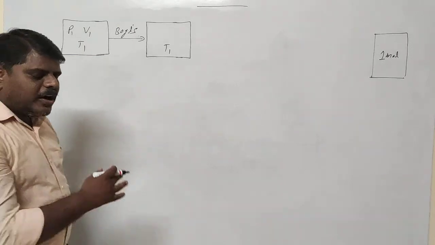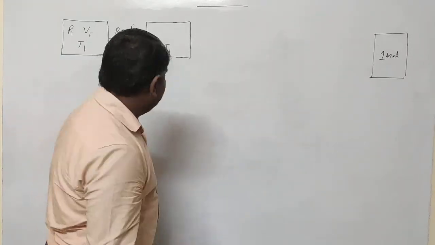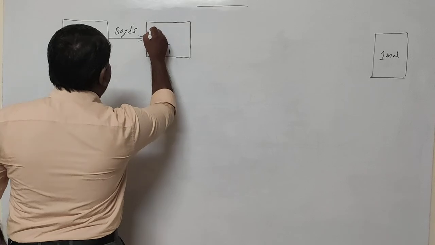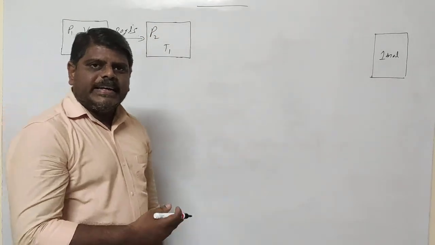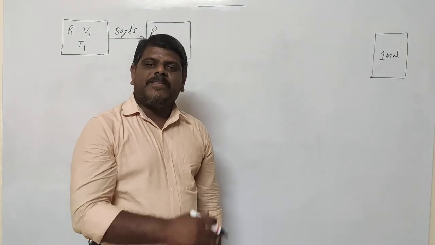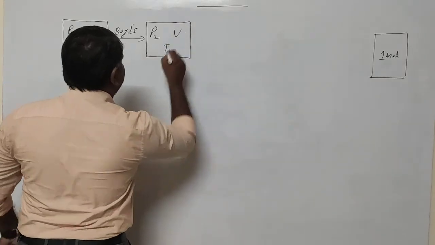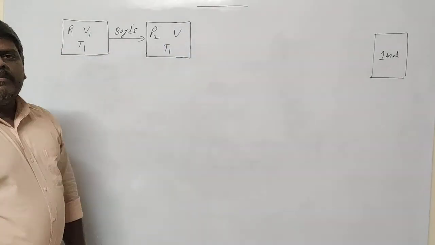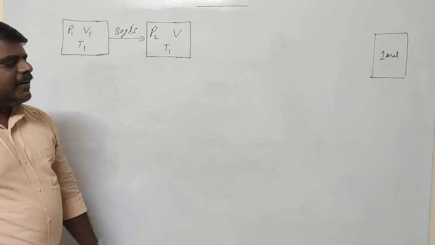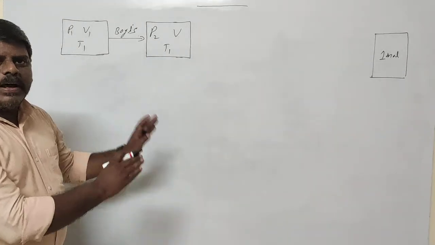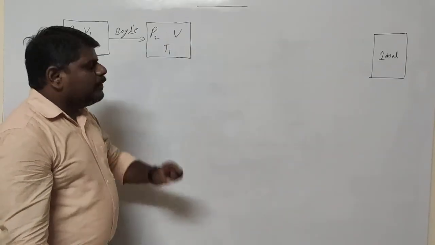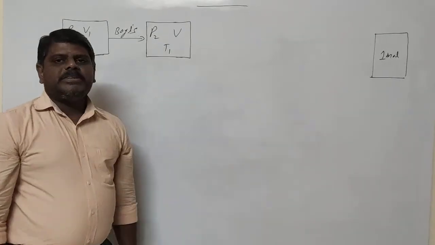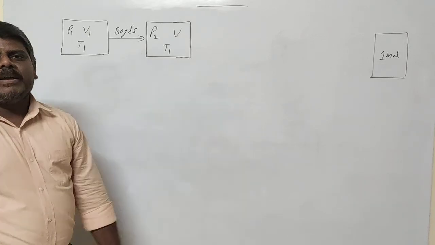After that, at constant temperature you are increasing the pressure from P1 to P2. If I want to increase the pressure, what happens to the volume? Definitely it decreases, from V1 to V. Now after completion of one process, the pressure becomes P2, the volume becomes V, and the temperature remains T1. The first step is completed.